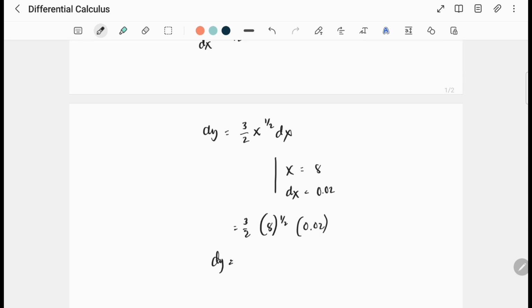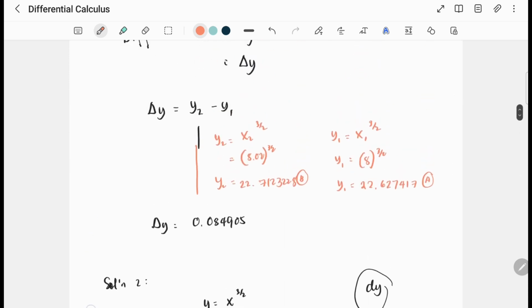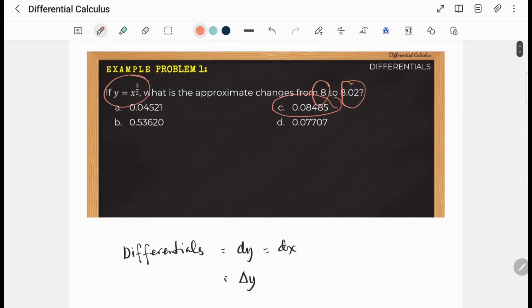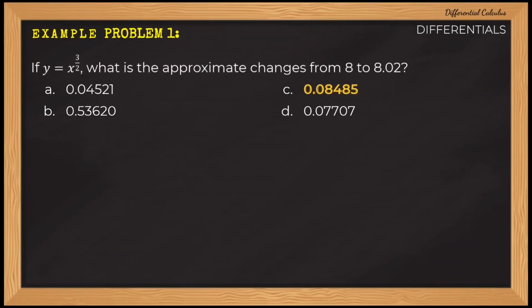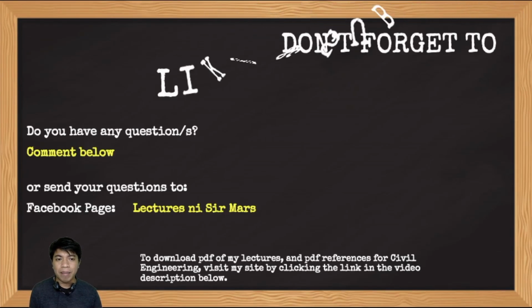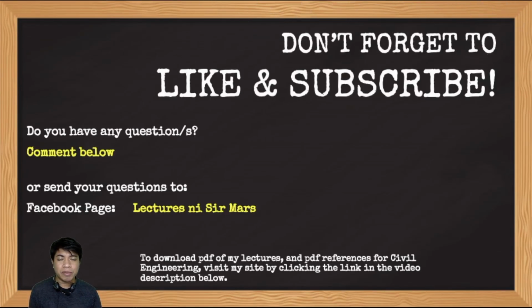Paki-compute. Actually, mas accurate ito, kasi gumamit tayo ng differentiation. Ilan yung dy dito? This is equal to 0.08485. Ito na nga yung ating sagot. And yung nasa choices nga is 0.08485. So, the answer here is letter C, that is 0.08485.